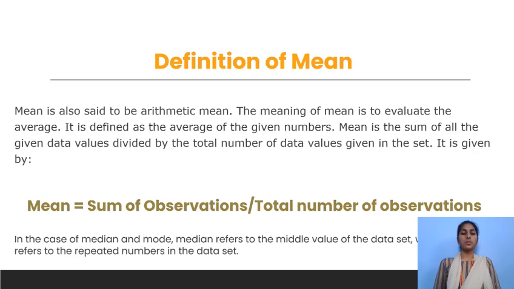This is the definition of the mean. Mean is also said to be arithmetic mean. The meaning of mean is to evaluate the average. It is defined as the average of the given numbers. Mean is the sum of all the given data values divided by the total number of data values given in the set. It is given by mean is equal to sum of observations divided by total number of observations. In the case of median and mode, median refers to the middle value of the data set, whereas the mode refers to the repeated numbers in the data set.